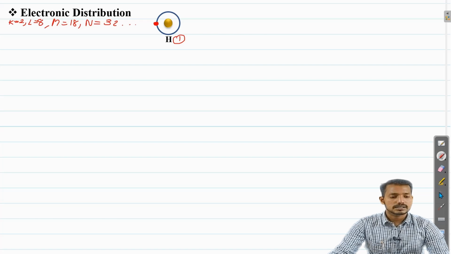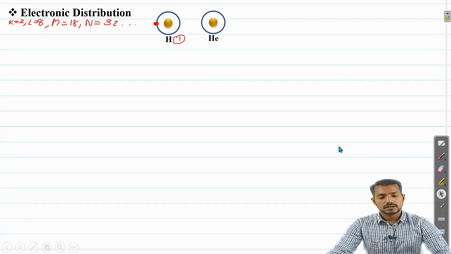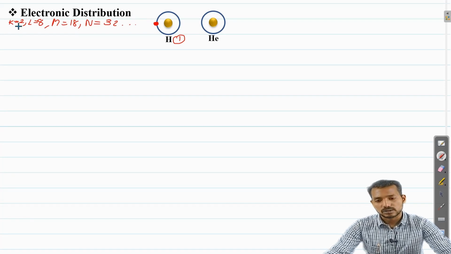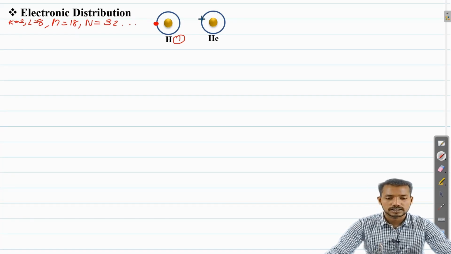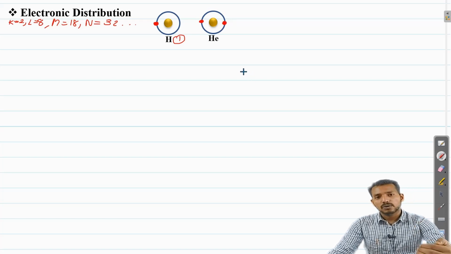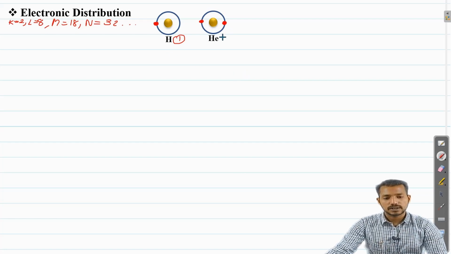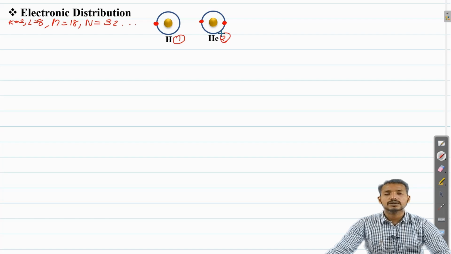Now let's discuss the second atom, helium. In case of helium, there are 2 electrons. So the 2 electrons can also be filled in the first shell, that is, the K shell. 1 electron and 2 electrons. In case of helium it is 2. Now we are moving to the atom with 3 electrons.